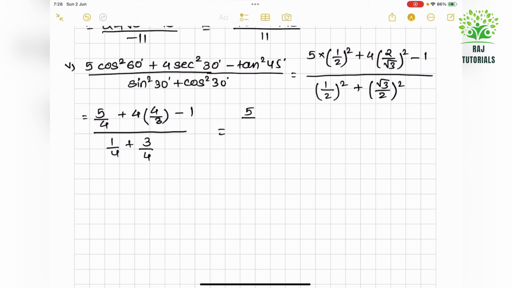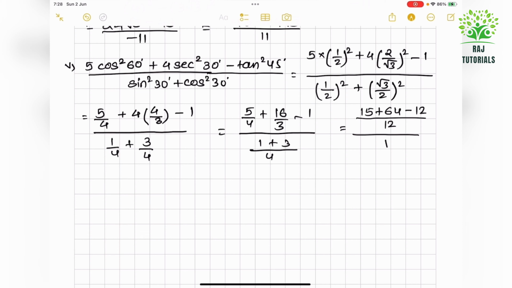So this will form to 5 by 4 plus 16 by 3 minus 1 upon, LCM will be 4, so 1 plus 3. So now in the numerator if I do LCM, it will be 12. So 15 plus 64 minus 12 whole upon 1. So this will come to 67 by 12.